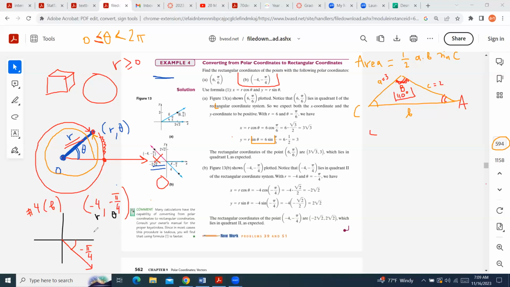But what should I do with the R being negative? Well, it turns out that instead of going 4 units along this angle, I must take this 4 units the opposite way. So my point is actually going to be right here. So this is the pair that they want us to produce.